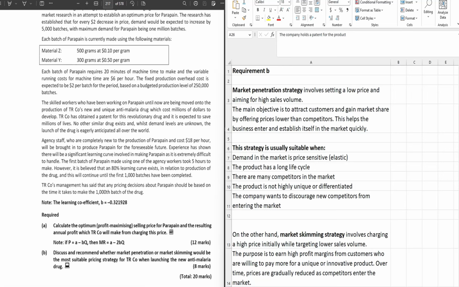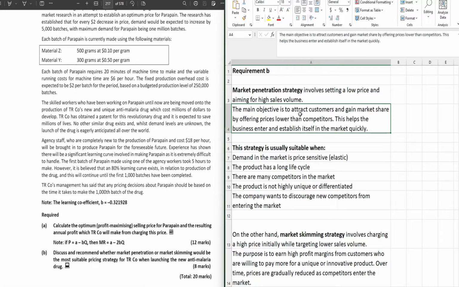The main objective is to attract the customer and gain market share by offering a price lower than the competitors. This helps the business enter and establish itself in the market quickly. Obviously, if our aim is to gain market share, this is the best strategy to capture the market very quickly and also attract the customer.